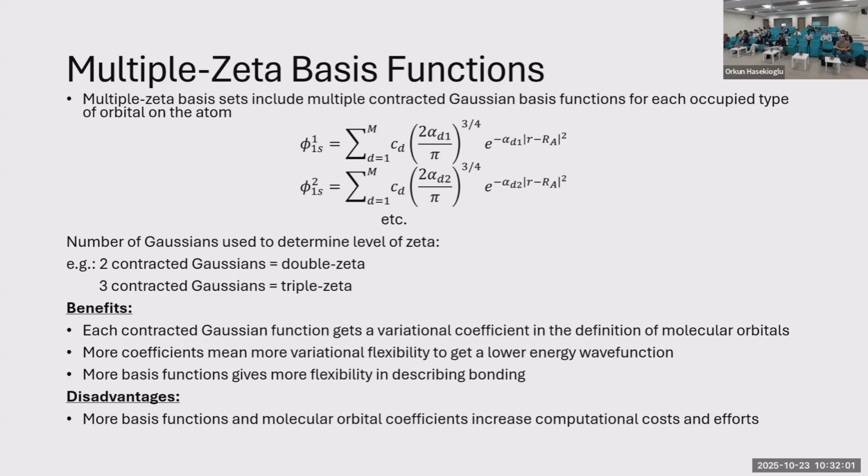The benefits are that each contracted Gaussian function gets a variational coefficient in the definition of molecular orbitals, and more coefficients mean more variational flexibility to get a lower energy wave function, and we described that yesterday actually. More basis functions give more flexibility in describing bonding. The disadvantage is that more basis functions and molecular orbital coefficients increase the computational cost and effort.